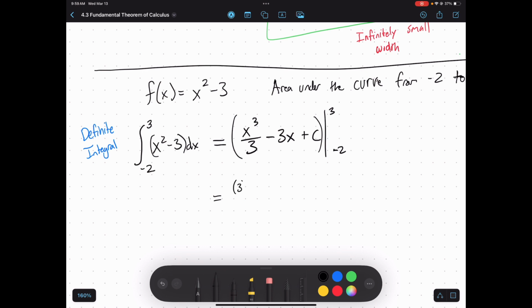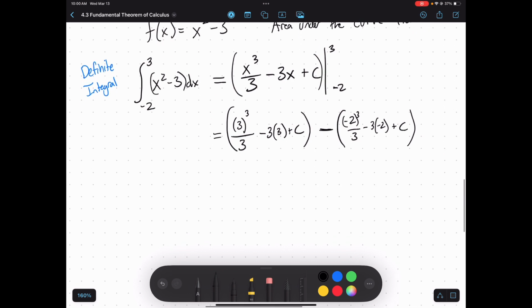If I plug in the upper bound, I get 3 cubed over 3 minus 3 times 3 plus c. So there's the upper bound. And then I'm also going to plug in the lower bound: -2 cubed over 3 minus 3 times -2 plus c. And what am I going to do with these two values? I'm going to subtract them.